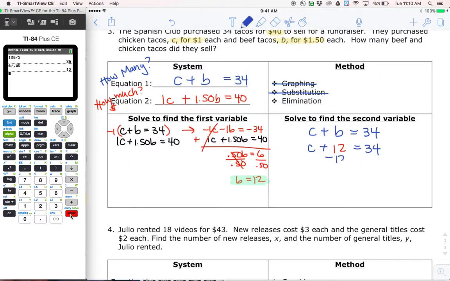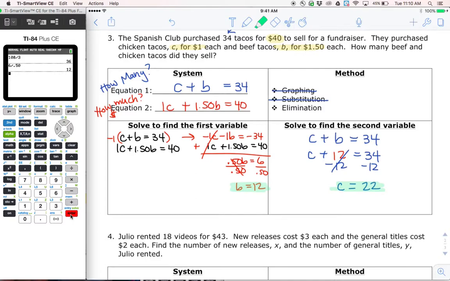So I'm going to subtract 12 from both, and I've got C is equal to 22. So 22 chicken tacos and 12 beef tacos are what I sold for this fundraiser. All right, last one. Here we go.